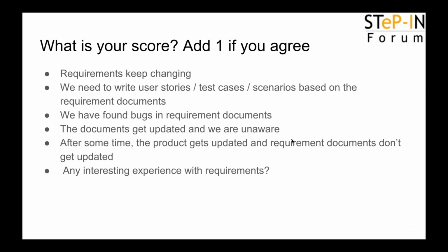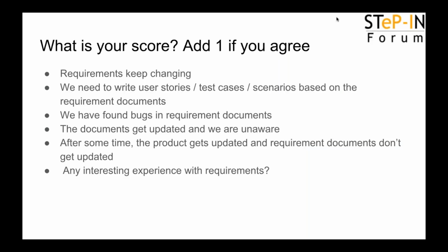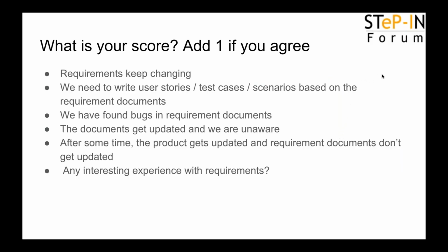For now, you can go through these statements and keep adding one if you feel you have faced that. There are 5 points, the first 5 points. So add your score and then give me the final score. So Anand says 5, Zaheda says 2.